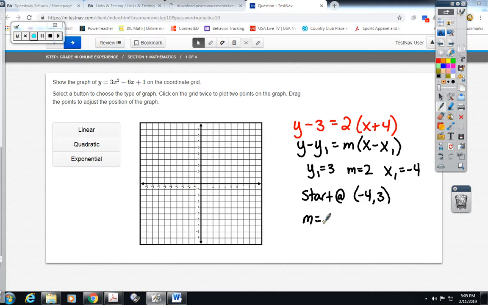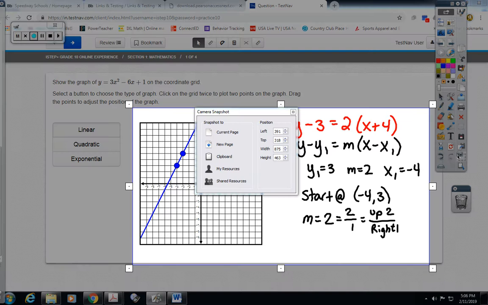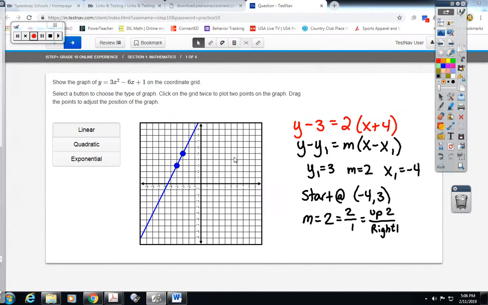And then just like we did for the other one, our slope, which could be written as the fraction 2 over 1, tells us that we're going to go up 2 and then right 1 unit. So, we are going to click linear to get the line on there. We're going to move one of those to negative 4, 3. And then from negative 4, 3, we're going to go up 2 and right 1. This will generate the correct line and give us the picture we're looking for.